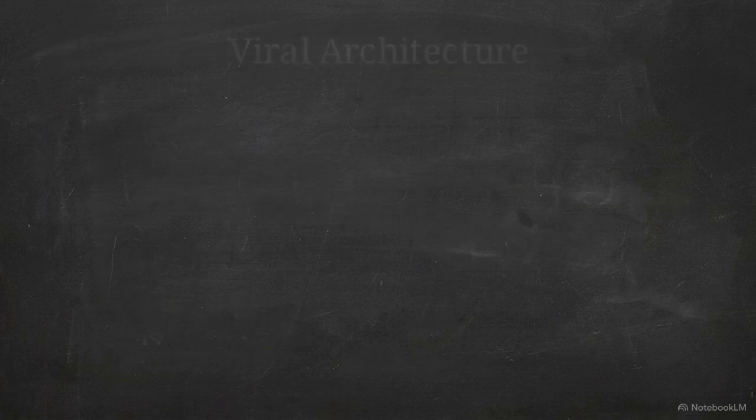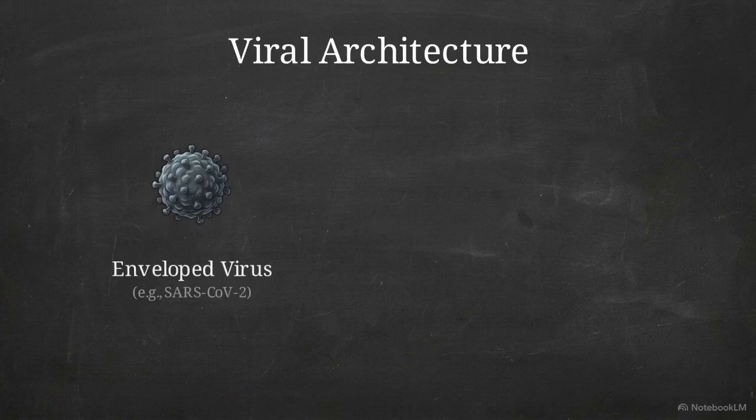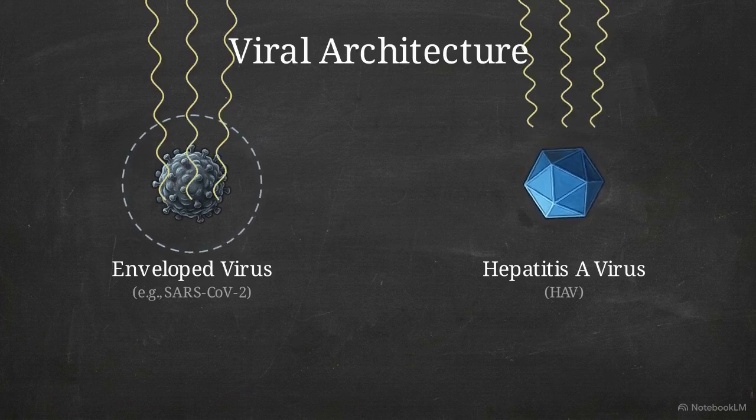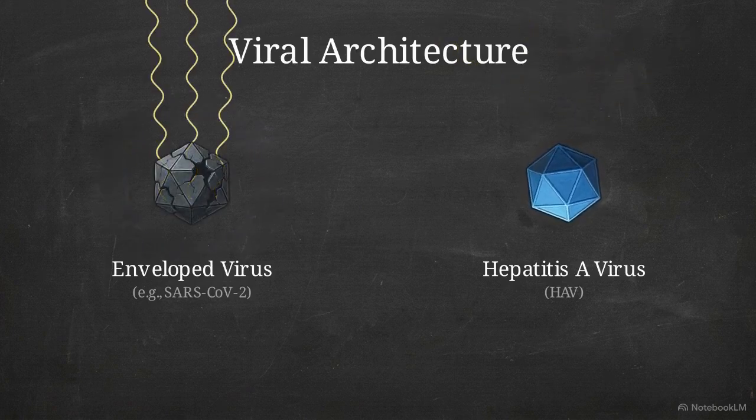technology. To understand calibration failure, examine viral architecture. Left is an enveloped virus, like SARS-CoV-2. Right is hepatitis A. Enveloped viruses are bound by a fragile lipid layer. UVC photons easily penetrate and denature this membrane, causing rapid structural failure.